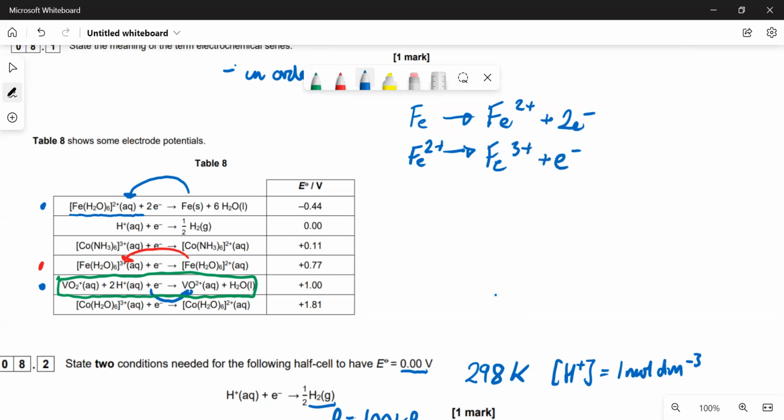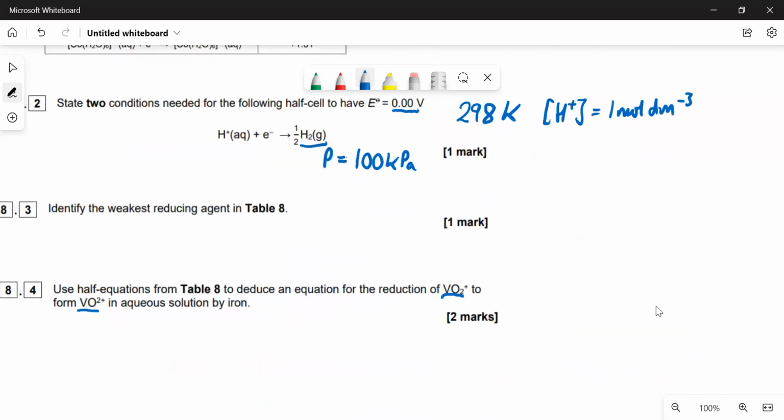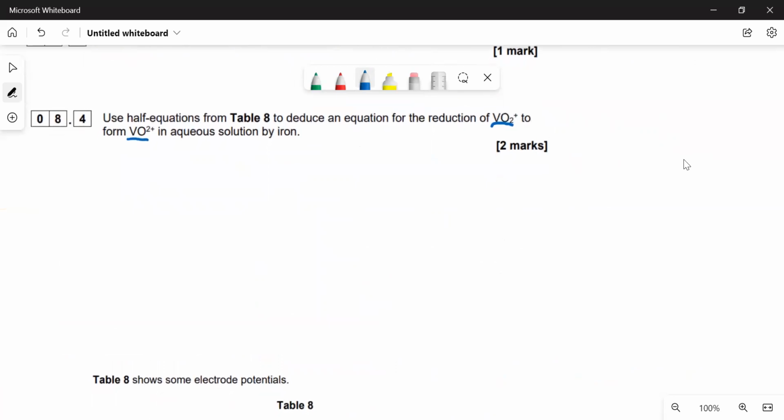Okay, so that means this is 3 electrons altogether for this set of reactions. So this one is only 1 electron, so we're going to have to multiply this one by 3 and then add them together. So let's do that. I'll go down here and do it. Let's do the trickiest one first. Let's do the iron.